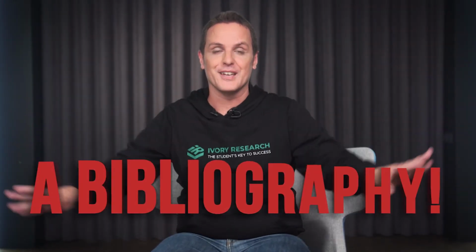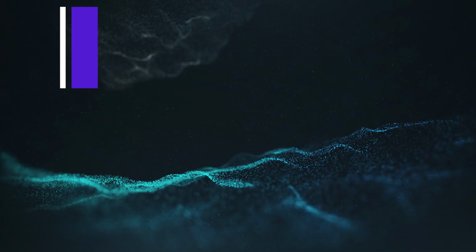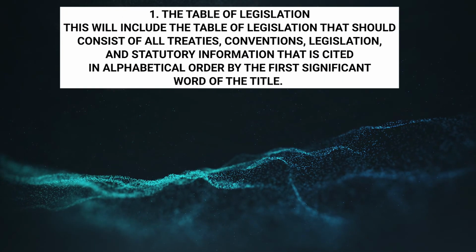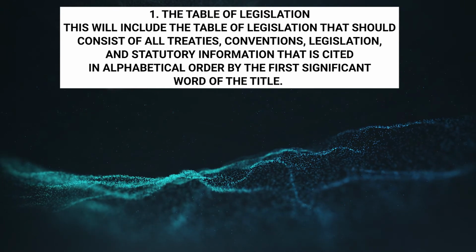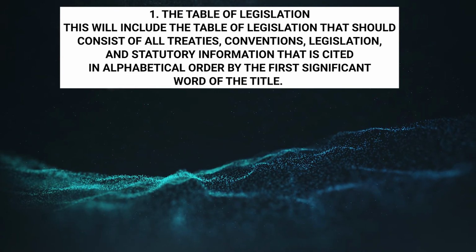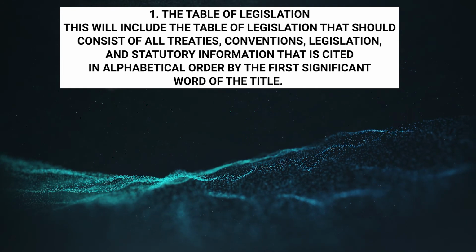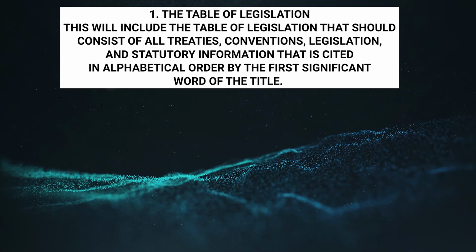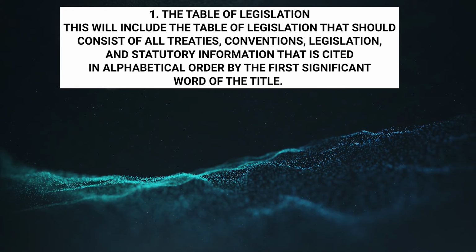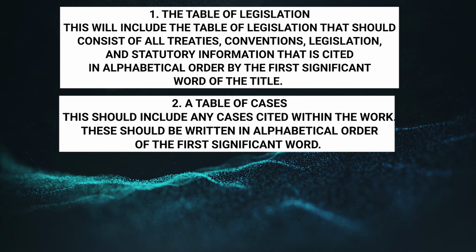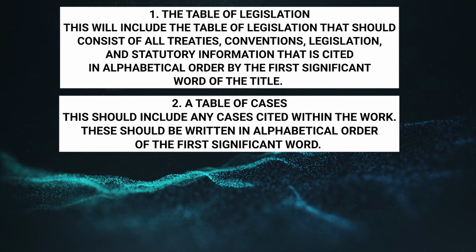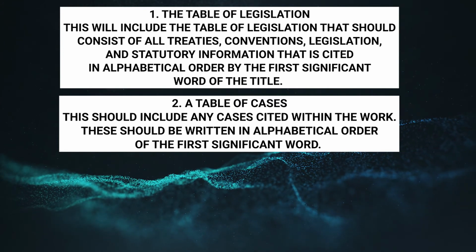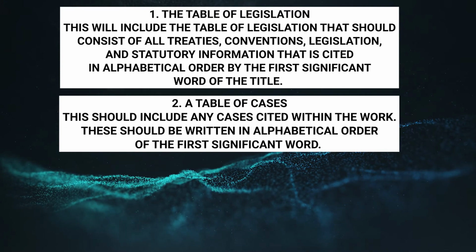Next, the most crucial part, the bibliography. The bibliography should always be placed at the end of the document and split into 3 main sections. The table of legislation. This will include all treaties, conventions, legislation, and statutory information that is cited in alphabetical order by the first significant word. A table of cases. This should include any cases cited within the work. These should be written in alphabetical order of the first significant word.